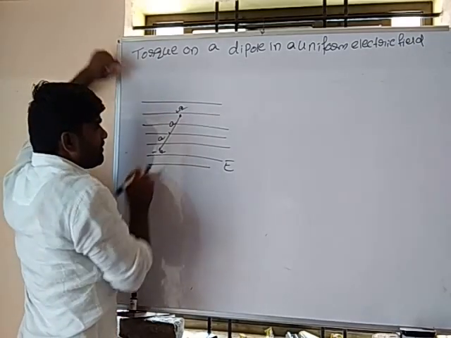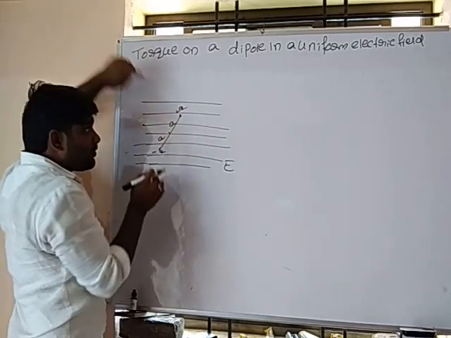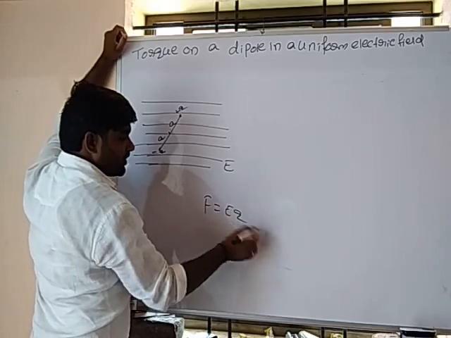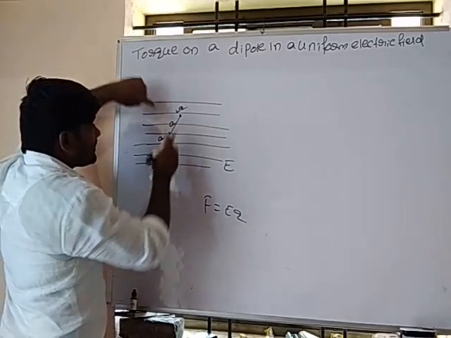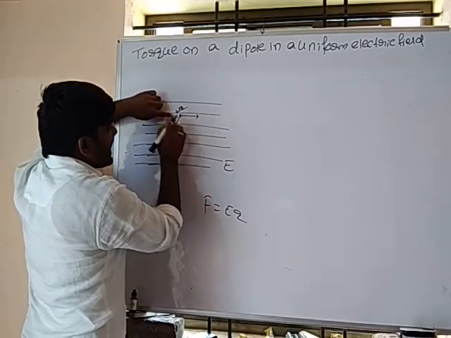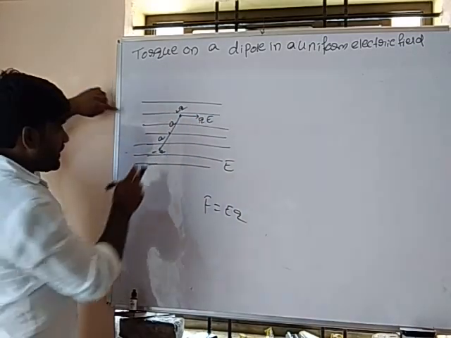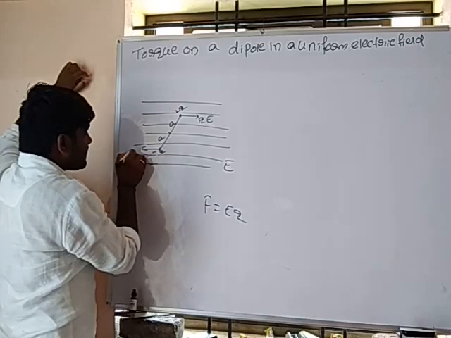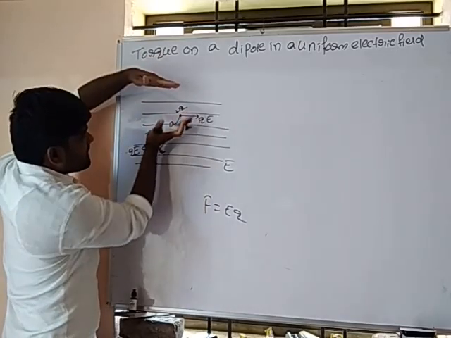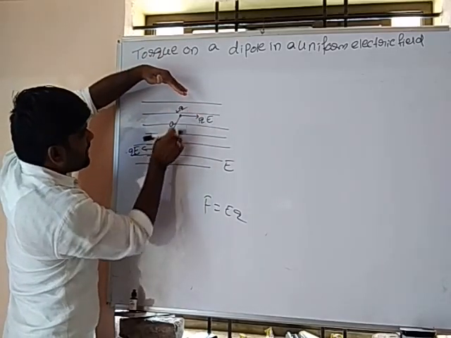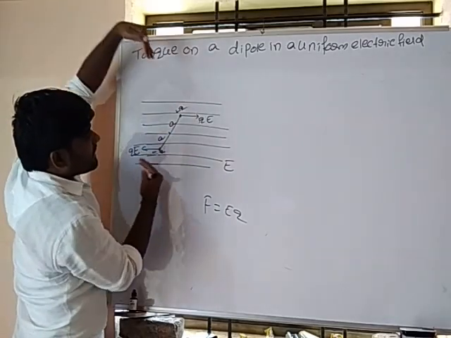See here, if I keep it in the uniform electric field, the force acting on this is F equal to E into Q, or Q into E. Significance of electric field I had explained. If it is a negative charge, here also it is Q into E. So the electric force will be along this direction, and on the other charge this force will be along the opposite direction. Then these two start to rotate like this.